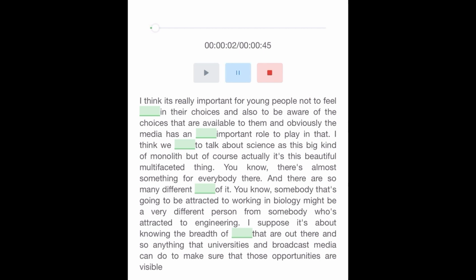I think it's really important for young people not to feel restricted in their choices and also to be aware of the choices that are available to them. And obviously, the media has an incredibly important role to play in that.